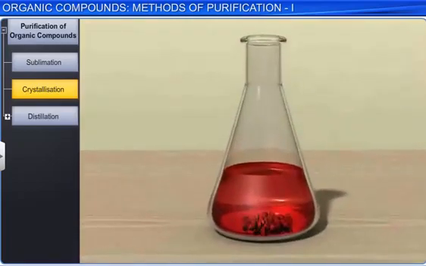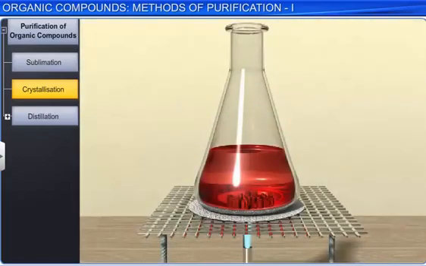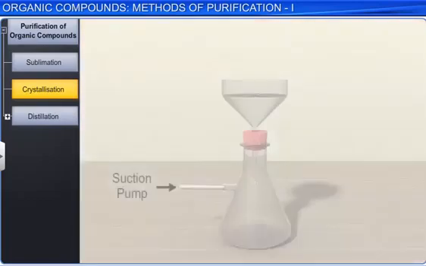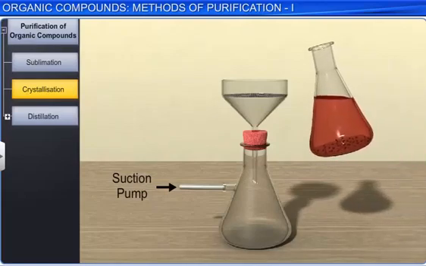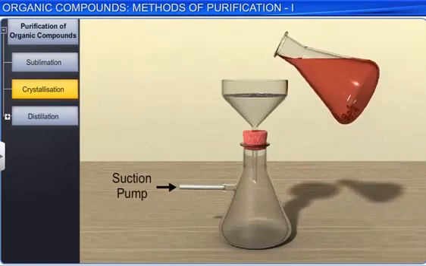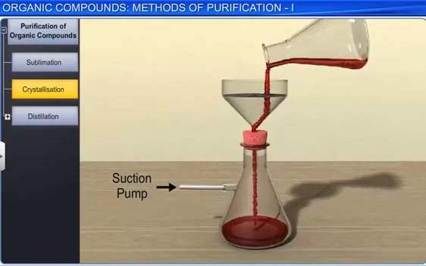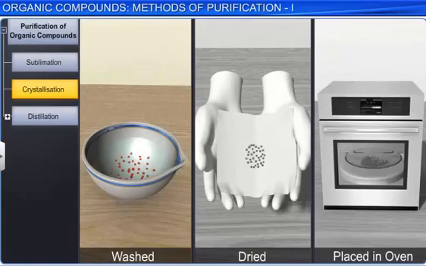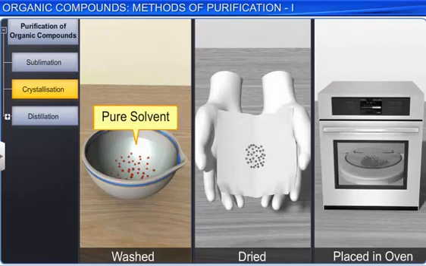The solution is heated to get a nearly saturated solution. This saturated solution is then cooled to obtain the compound in its pure crystal form. The crystals are separated out from the filtrate by the filtration technique. The crystals are washed once or twice with small quantities of the pure solvent and dried by pressing between the folds of filter paper and then placed in an air oven.